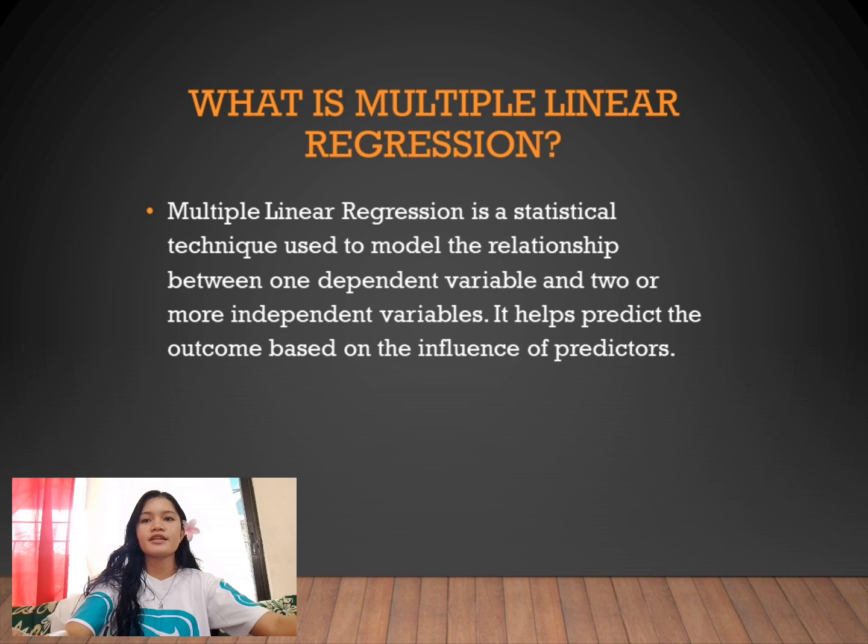It is a statistical method used to model the relationship between one dependent variable and two or more independent variables. This technique allows us to predict outcomes based on the influence of these predictors. For instance, we might want to predict house prices based on factors like square footage, the number of bedrooms, and the distance to the city center.